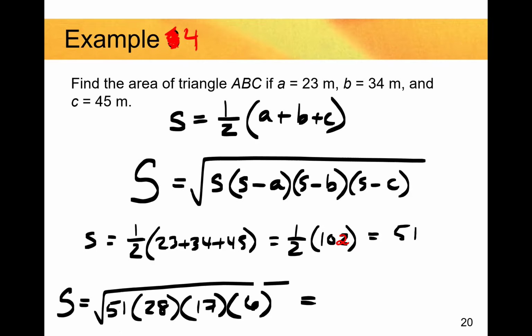All right. Anybody with a calculator? 381. Now you go back. I heard 381.6. It is meters and it is squared. Are we good?